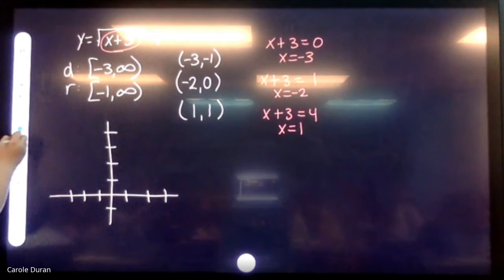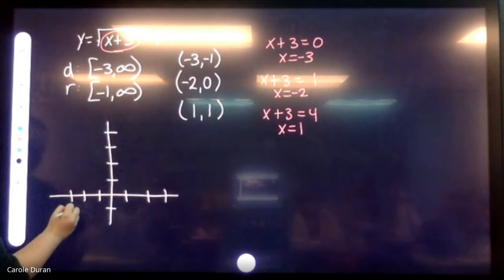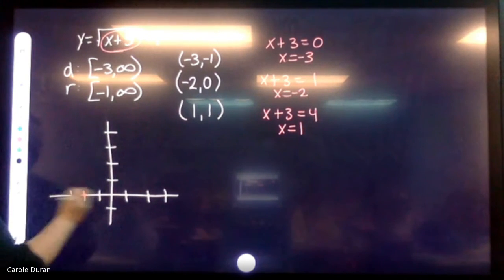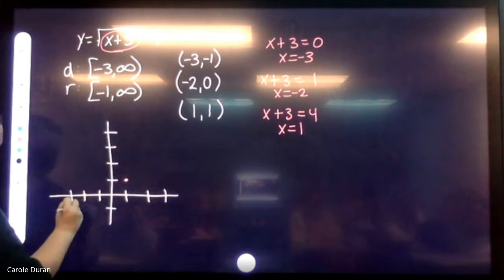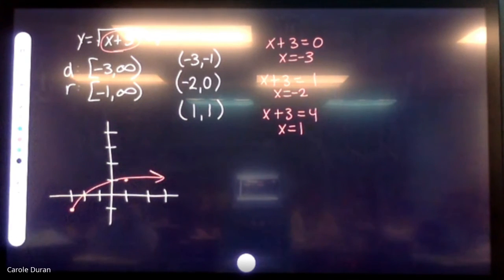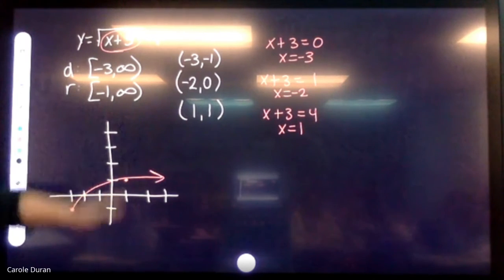So I plot my points. I have negative 3, negative 1 first. Then I have negative 2, 0. And then I have 1, 1. I go ahead and I draw my graph, and I'm finished. So you know which direction? It always goes to the right. Always goes to the right.